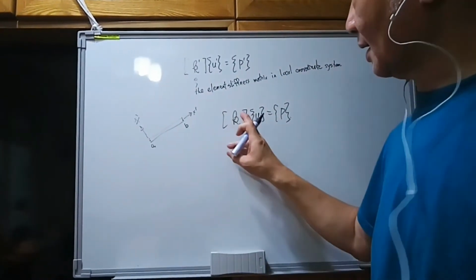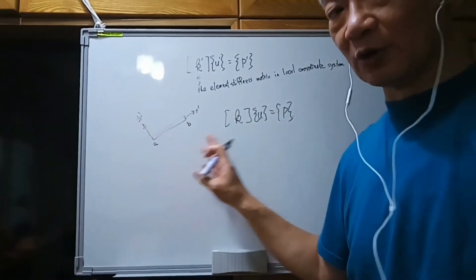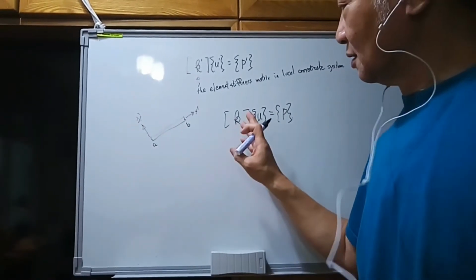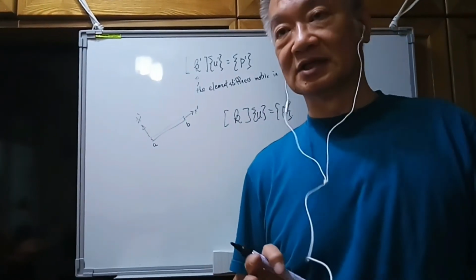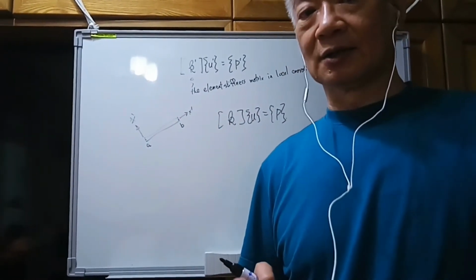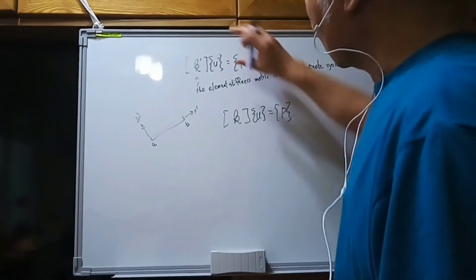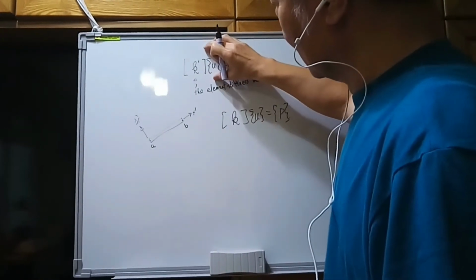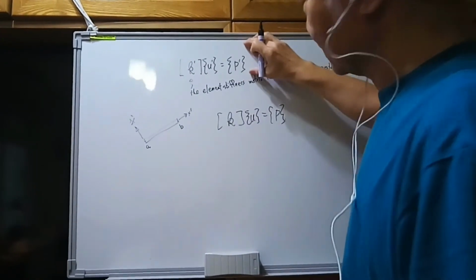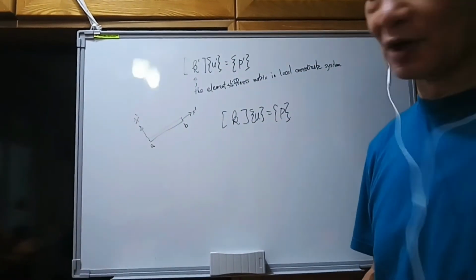So that's why I didn't add the prime to all these three, the K, U, and the P, since all of them are in the global components. Okay, so how can we derive, if we got this, how can we change it to this one?